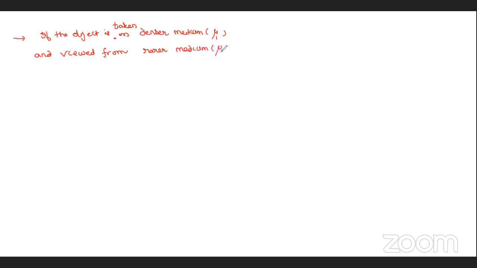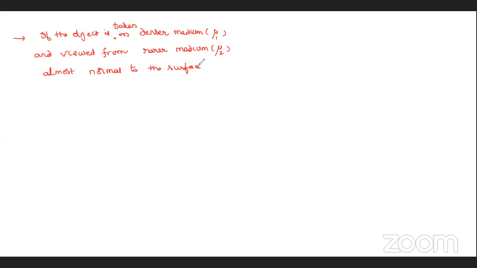If the object is in denser medium, say mu1, and viewed from, better I write here, object is taken from rarer medium, that is mu2, almost normal to the surface. Why am I saying almost normal to the surface?